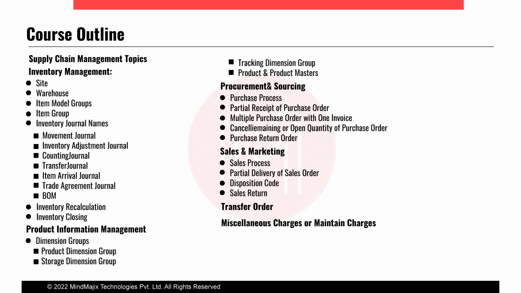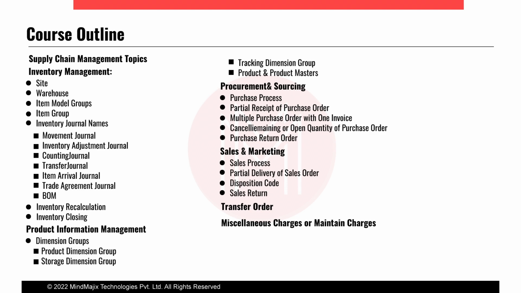In inventory management, we cover how the site is created, how the warehouse is created, item model groups, item group, and inventory journal names. We have different types of journal names: movement journal, adjustment journal, counting journal, transfer journal, item arrival journal, trade agreement journal, BOM, inventory recalculation, inventory closing, and product information management.